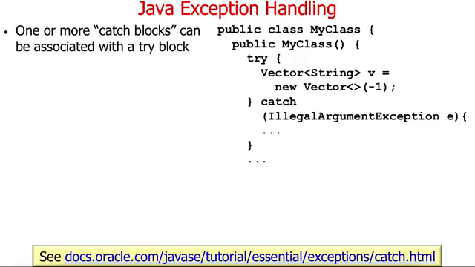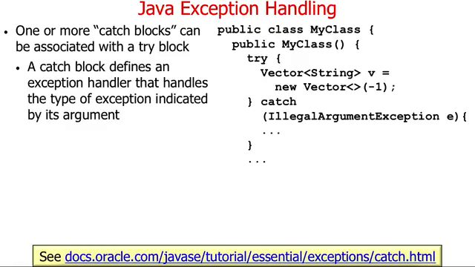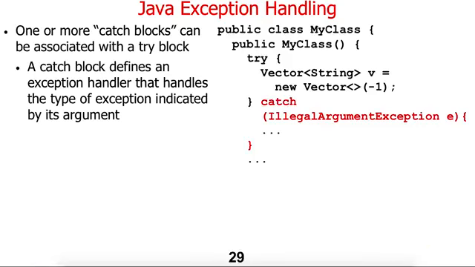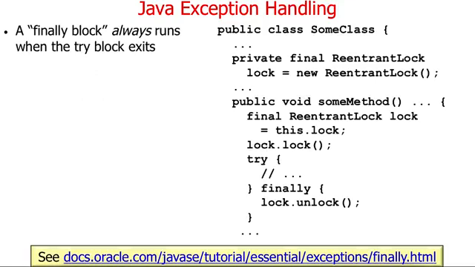One or more catch blocks can be associated with a try block. A catch block defines an exception handler that handles the type of exception indicated by its argument. For example, this catch block handles the IllegalArgumentException thrown by the Vector constructor when it is passed an initial capacity less than 0. Another syntactic element associated with Java exceptions is the finally block, which always runs no matter how the try block is exited.